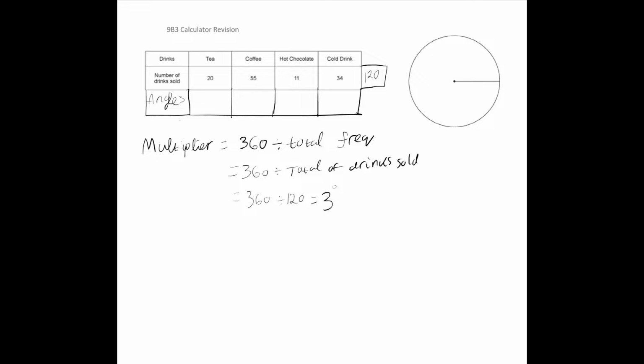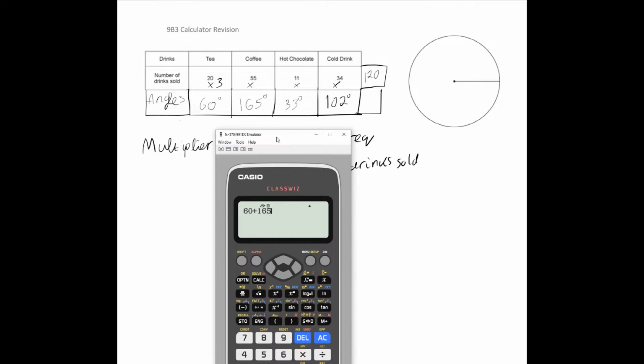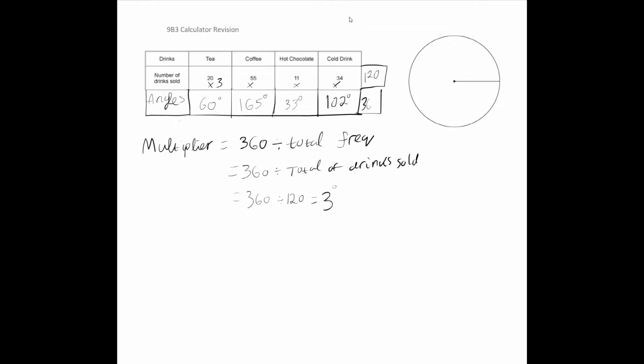So to work out the angles, I need to times each of the frequencies by 3, giving me 60 degrees, 165 degrees, 33 degrees, and then 90 and 12, I believe to be 102 degrees. Let me just check that. 102 degrees. And a final check to make sure that we're correct is just to add up these angles. They should add up to 360 degrees, which they do. So that means we know that we are right.